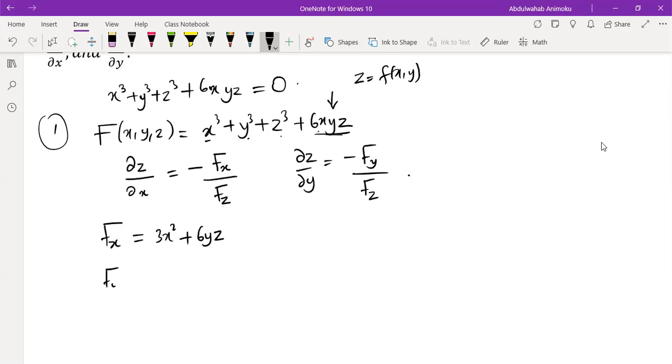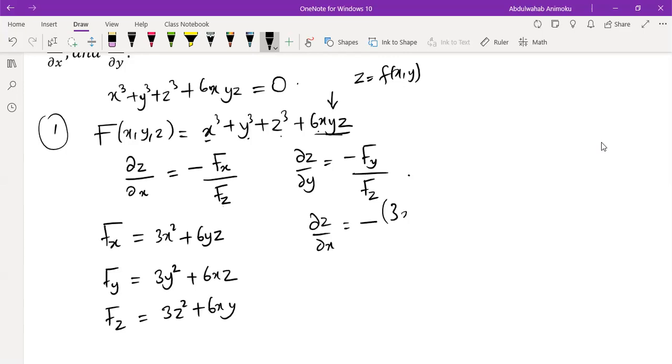Now we can find fy similarly. It will be 3y squared plus 6xz. And we can find fz, which will be 3z squared plus 6xy. So therefore, del z del x is just minus 3x squared plus 6yz all over 3z squared plus 6xy.